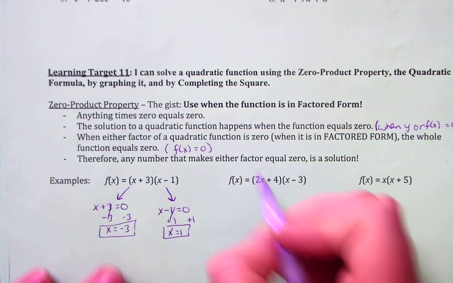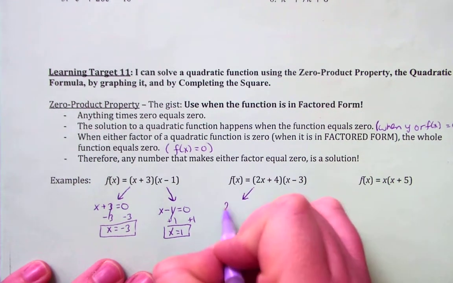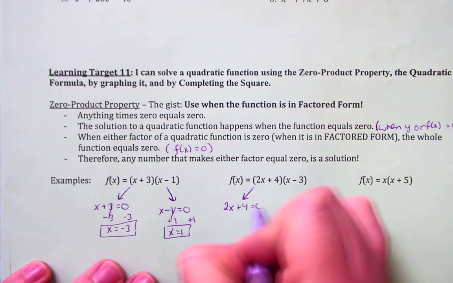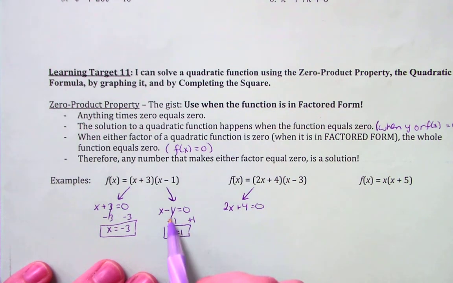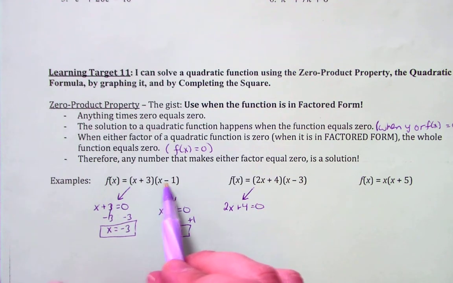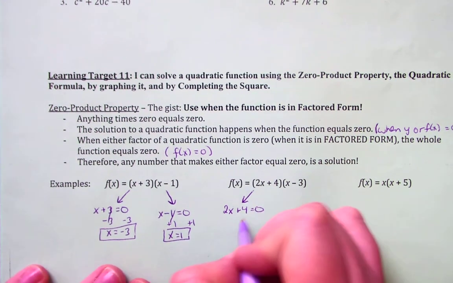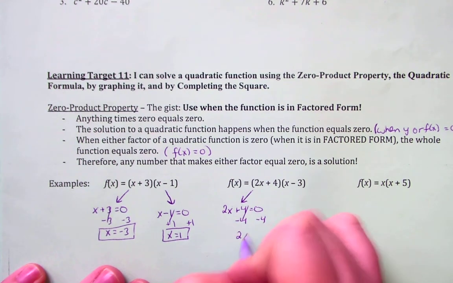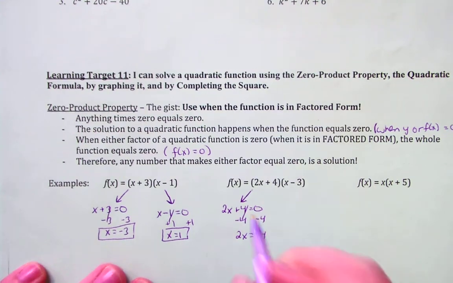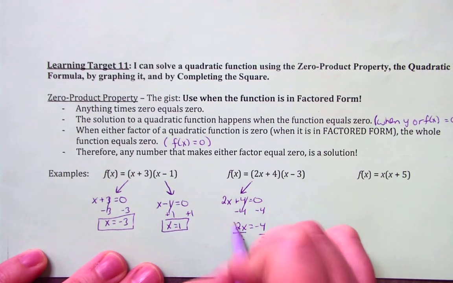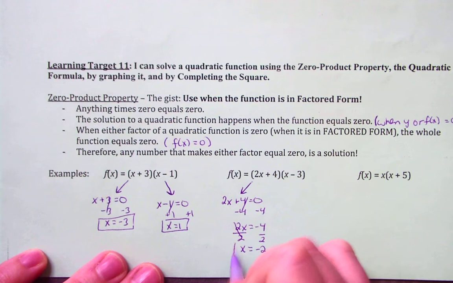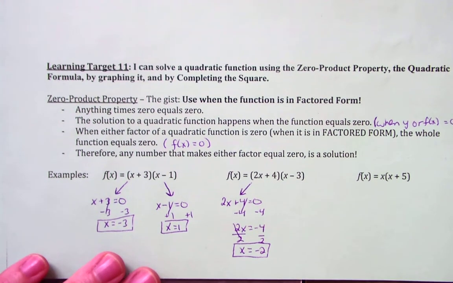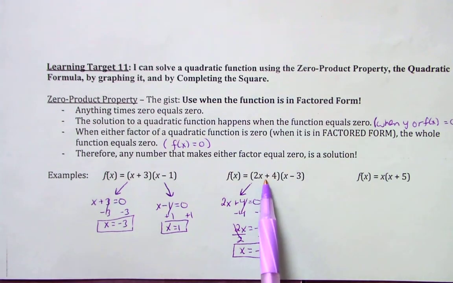Over here, let's think about what makes this factor equal to 0. The first example was easier to do in your head, because you could just think, oh, 1 minus 1 is 0, so x is 1. But this is a little bit trickier, so we can just set that factor equal to 0 and subtract 4 from both sides, so we get 2x equals negative 4. Divide by 2, so x is negative 2. So if x is negative 2, then this factor equals 0, so the whole thing is 0, so that's a solution.